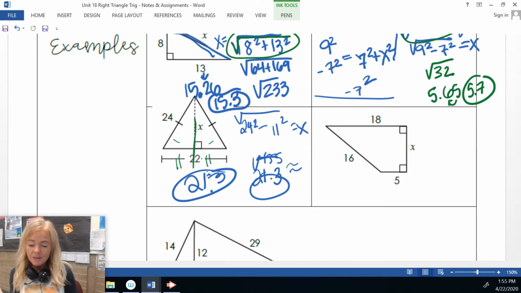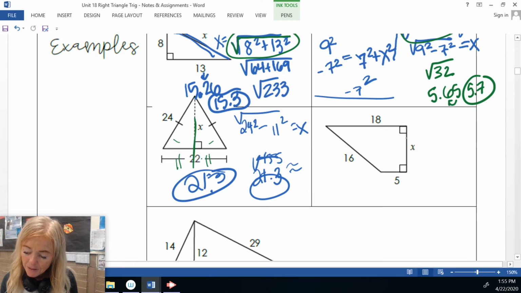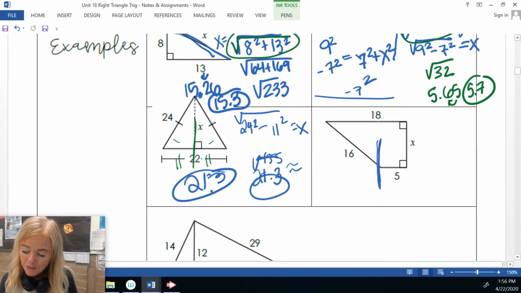Okay. The next one brings a few more steps into it. You're going to see that you have a rectangle here. If you draw an auxiliary line, which I hope doesn't move, but it did.